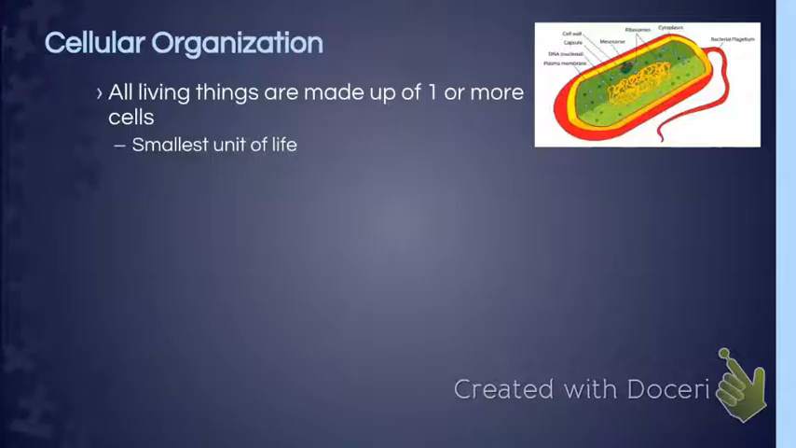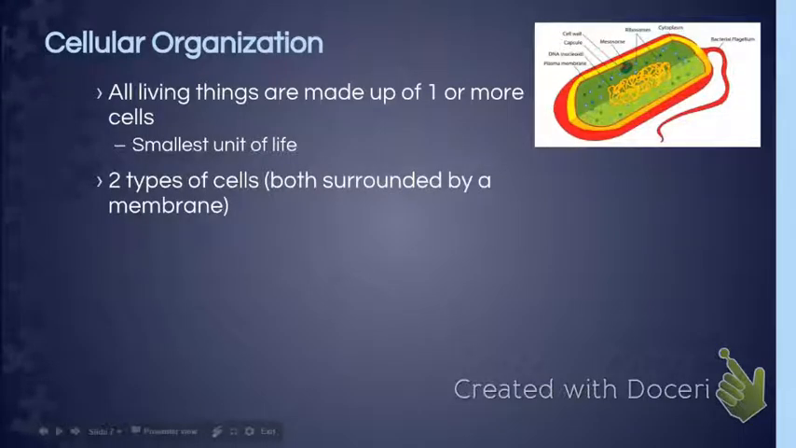So cellular organization, all things are made up of one or more cells. It is the smallest unit of life. There are 2 types of cells. Both cells are surrounded by a membrane.